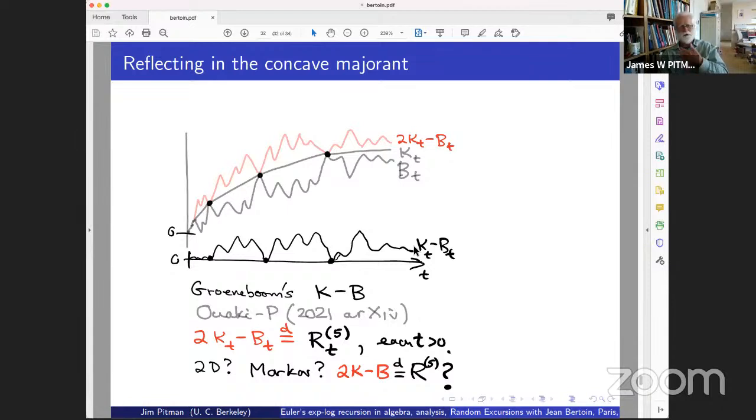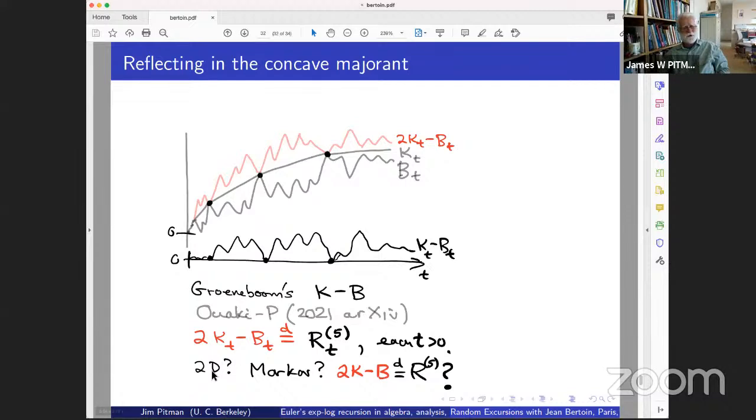whose lengths are driven by the dynamics of K, somewhat complicated, but describable. Recently, there's an arXiv posting this year, Mehdi Ouaki and I have shown that the one-dimensional distributions of 2K_t minus B_t are precisely those of Bessel 5, and that's true for each t positive. And we were very struck by this and wondered, of course, could it be that 2K minus B is actually a 5-dimensional Bessel process? And I'm a little embarrassed to say that we cannot resolve that.